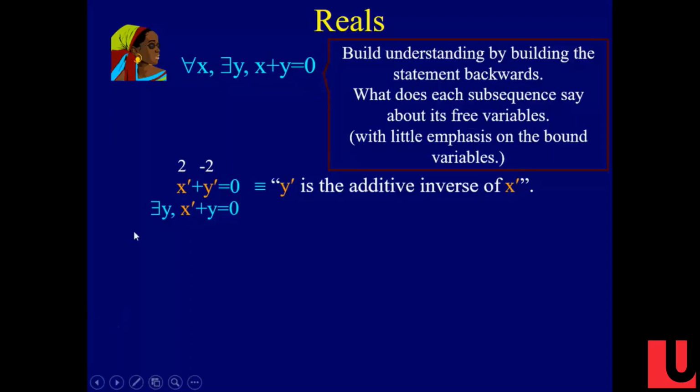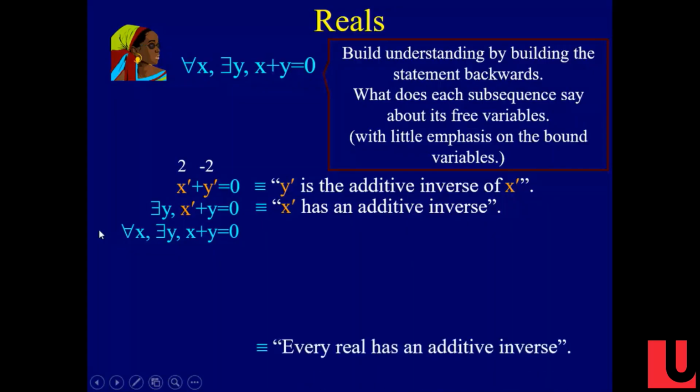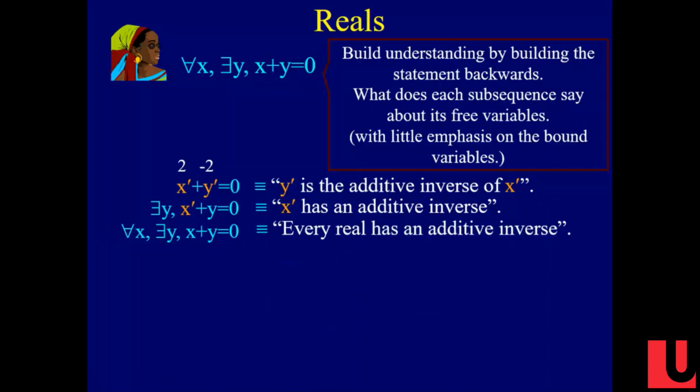Right? Now our free variable is x. What is it saying about x? X has the property that it has an additive inverse, right? X has an additive inverse. Right? People see that we're talking about x, and that's its property. Then we come out here. Now we don't have any free variables, so sort of we're still talking about x. What are we saying about x? Every real has an additive inverse. See how we translated that into a sentence? Is that what everybody was more or less saying? Right? Every x has an additive inverse.